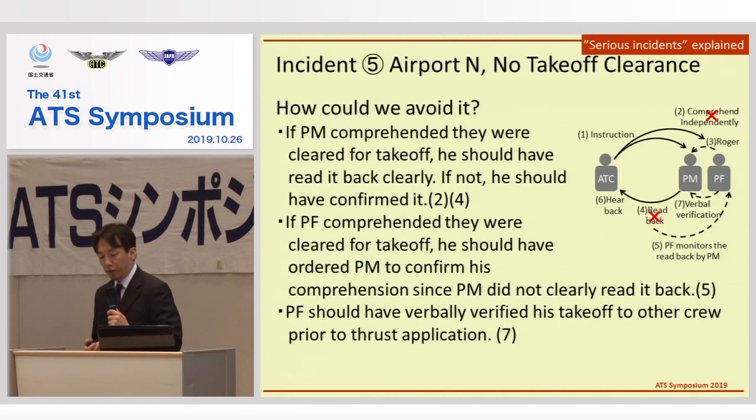Since the captain, the pilot flying, thought that the aircraft was clear for takeoff, he should have ordered the second officer, who did not clearly read back that they were taking off, to confirm the takeoff clearance. So step 5 was obviously skipped. And the worst thing here is that the captain started the takeoff roll only 1 second after the controller issued the cancellation of altitude restriction. The other crew member had no chance to verbally verify their clearance. So step 7, completely skipped. The first officer in the right seat did not have a chance to stop the captain either.